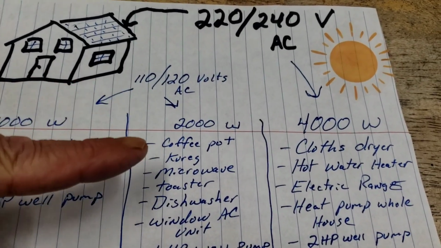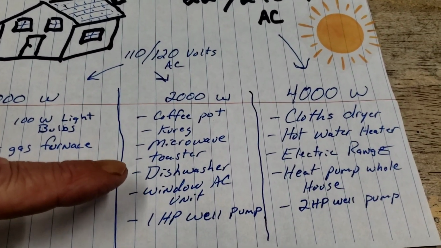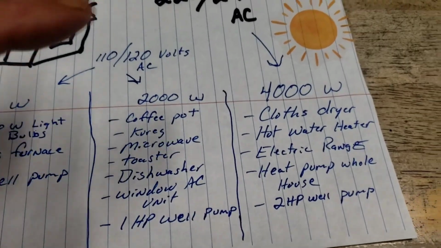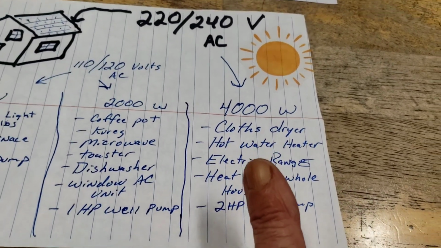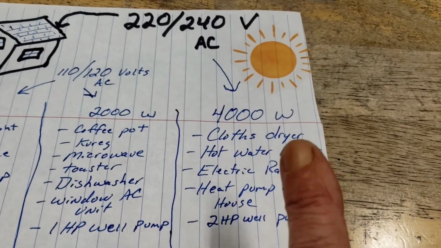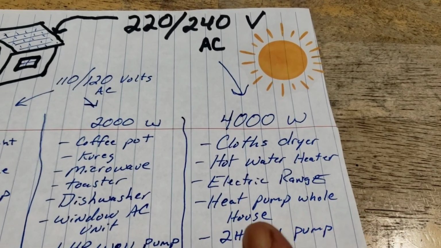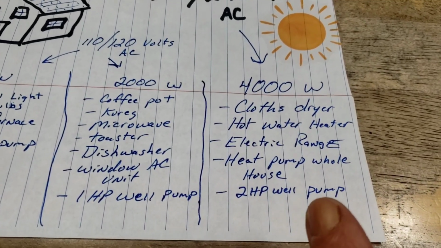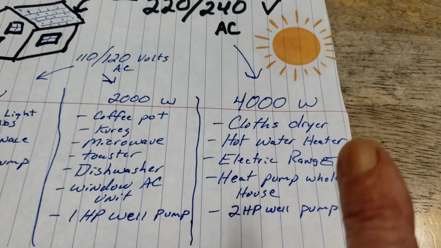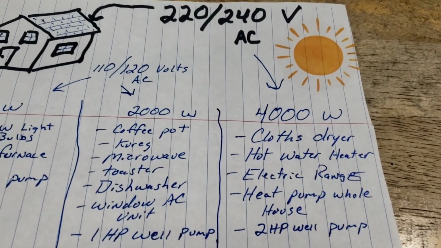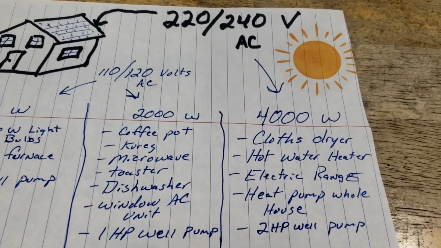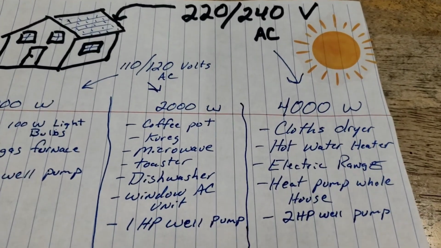Like I was saying, our medium loads in our house are the dishwasher, AC, and a 1 horsepower well pump. Now, when we get to the real hogs in the house: clothes dryer, hot water heater, electric range, whole house heat pump, or a 2 horsepower well pump. These are pulling 4,000 watts, on a steady pull.